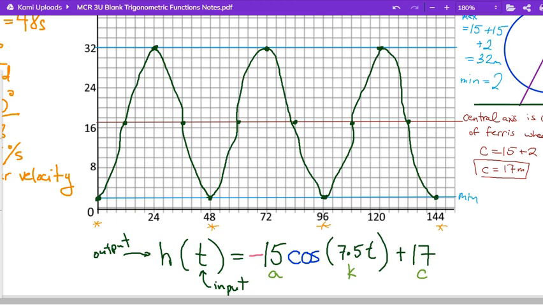Now, how did I know it was 12? One rotation is 48. Oh, you divided by 4. Yes. The angular velocity is constant, so one quarter is divided by 4.